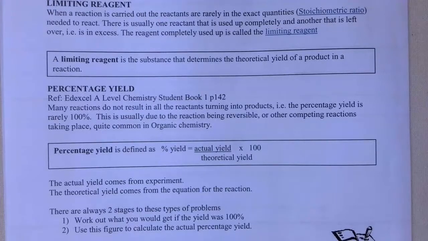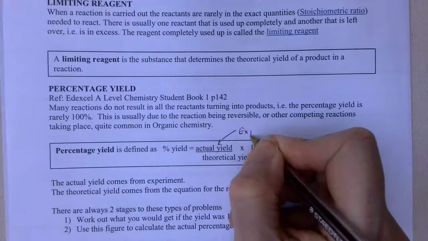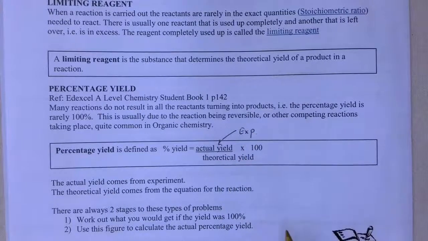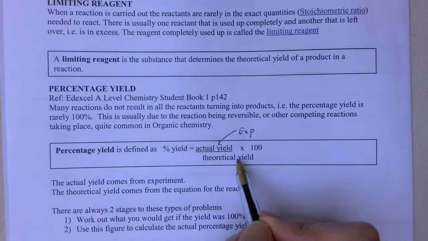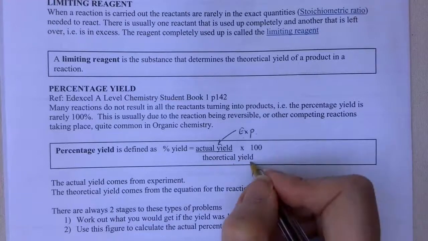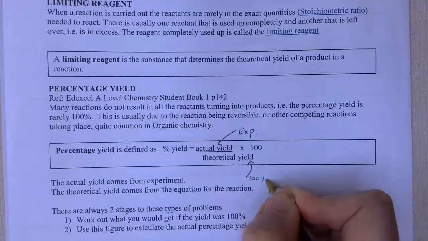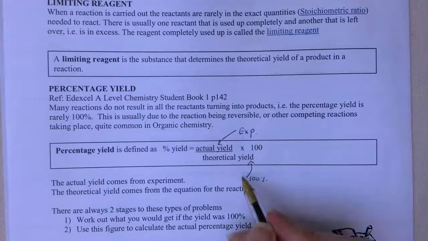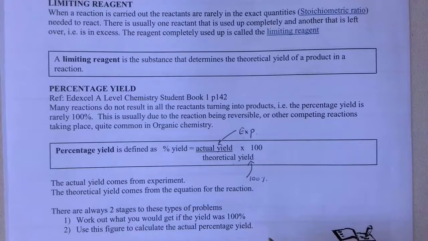So percentage yield is the actual yield, so how much you actually get, and that's always measured experimentally. So I can't determine that any other way. I've got to actually physically measure it. And my theoretical yield comes from the idea that if everything reacted, if I got 100% conversion, that would be the maximum yield. That would be my theoretical yield.